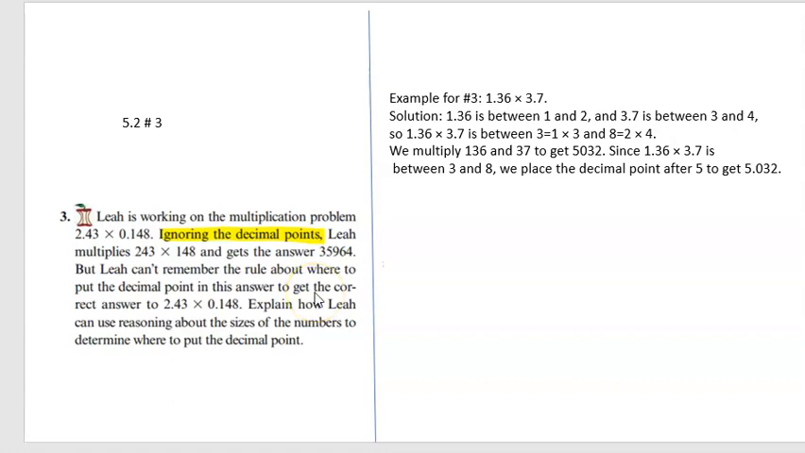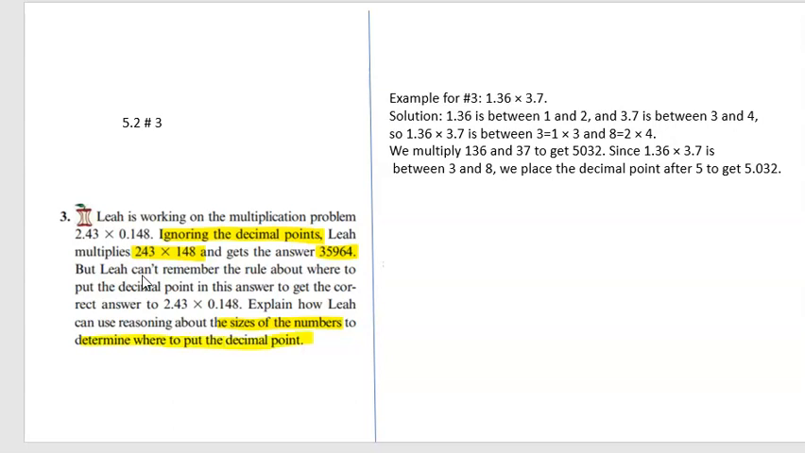So what Leah did, she did remember the first step of the procedure of multiplying decimals, which is to ignore the decimal points. So she multiplied the two whole numbers and got the answer. But the second step or the third step, she forgot. She cannot remember the rule about where to put the decimal point in the answer. Explain how Leah can use reasoning about the sizes of the numbers to determine where to put the decimal point.